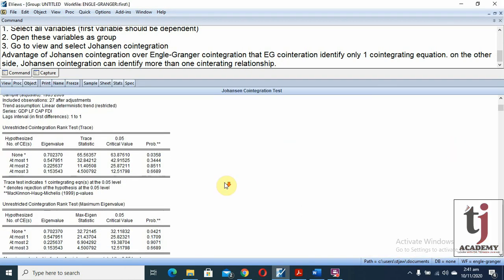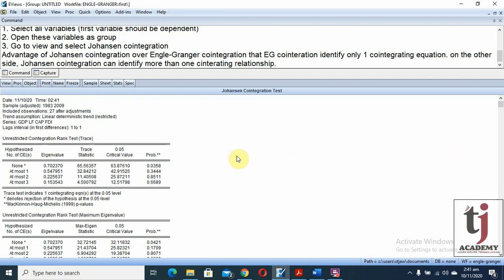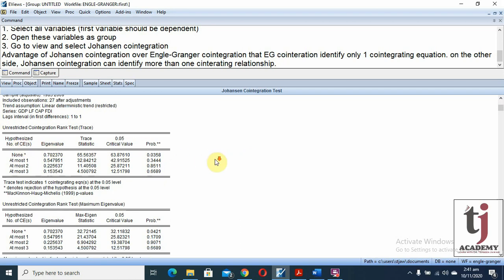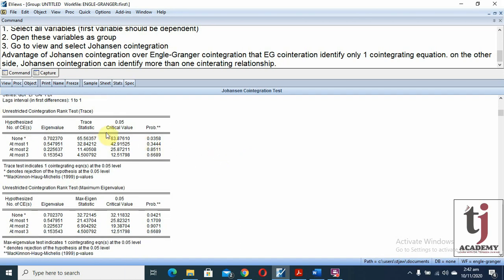So this is the result of Johansen cointegration. There are two tables, trace and maximum eigenvalue. These are the values of trace statistics and its critical values, and these are the values of maximum eigenvalue statistics, and here is the critical value. Now none means there is one co-integrating vector, which is your equation in which your dependent variable is GDP.